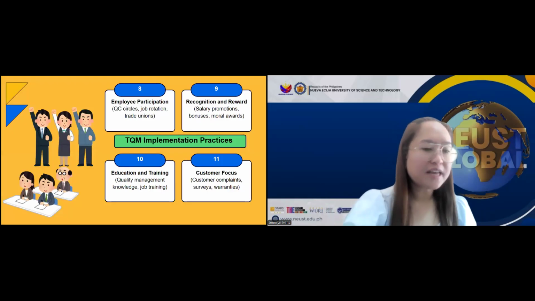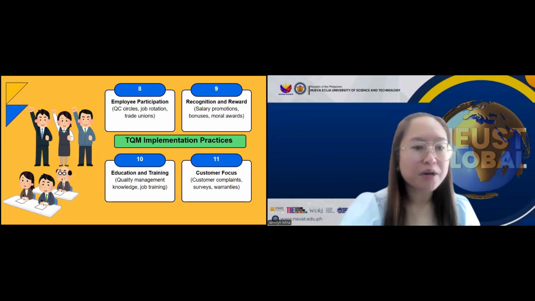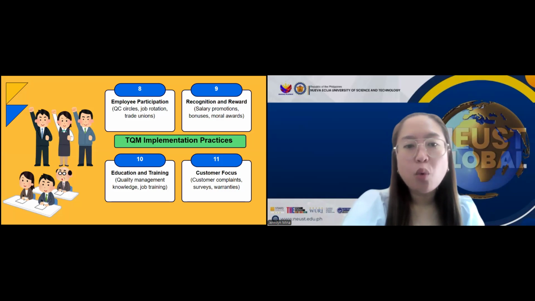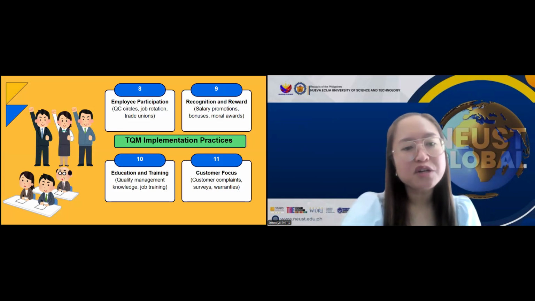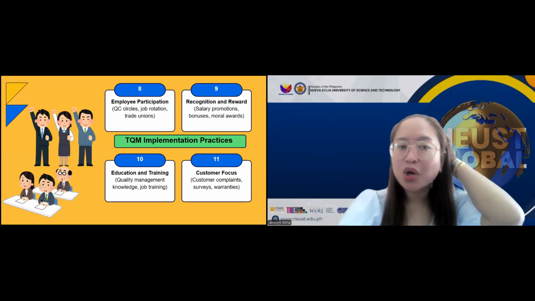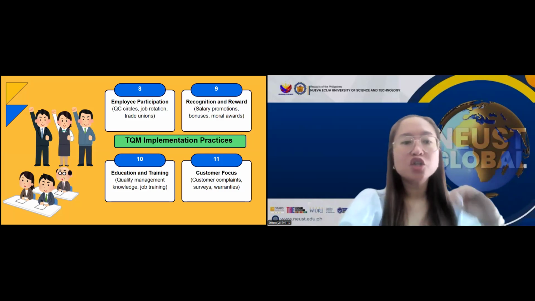So let's proceed to the next one, which is employee participation. Employee involvement is critical to improving quality and efficiency. Companies achieve this through cross-functional teams, job rotation, quality control circles, employee suggestions, trade unions, and information sharing to boost engagement.